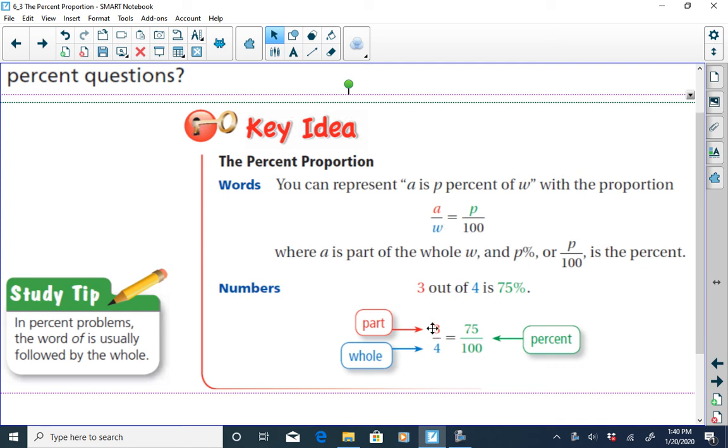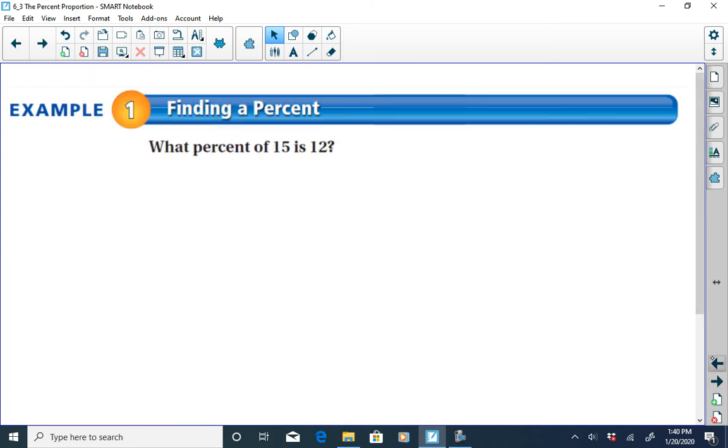It essentially looks like this. Part divided by whole is equal to the percent divided by 100. All right, and we remember that a proportion is simply two equivalent ratios. So we have our first part to whole ratio relationship is equal to the percent part to whole relationship. So let's take a look at some examples.